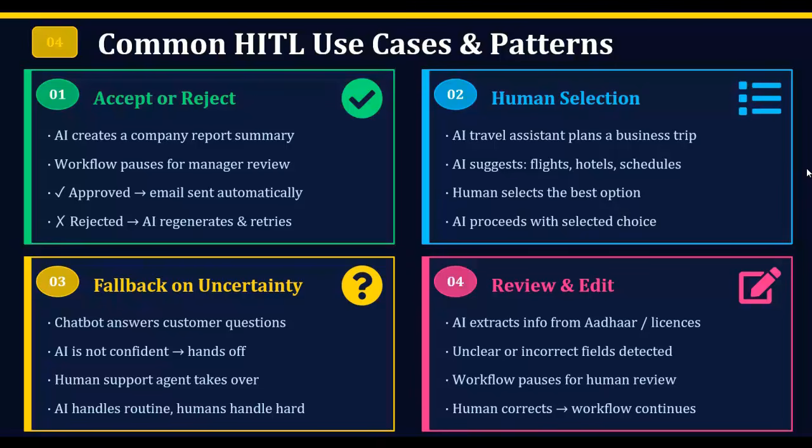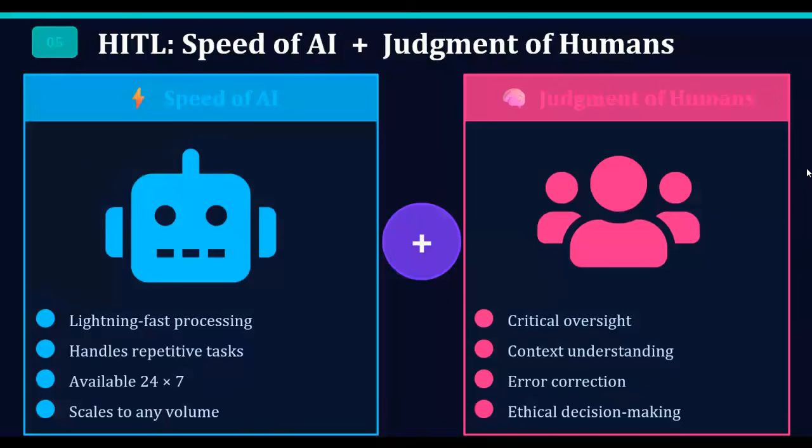The fourth pattern is review and edit. Suppose an AI system is extracting information from Aadhaar cards, licenses, or other documents to automatically fill a form. If some fields are unclear or extracted incorrectly, the workflow pauses for human review. The human can manually correct the information and then continue the workflow. So overall, human in the loop combines the speed of AI with the judgment and control of humans. That is human in the loop. That's why human in the loop is becoming an important part of modern AI systems and AI workflows.